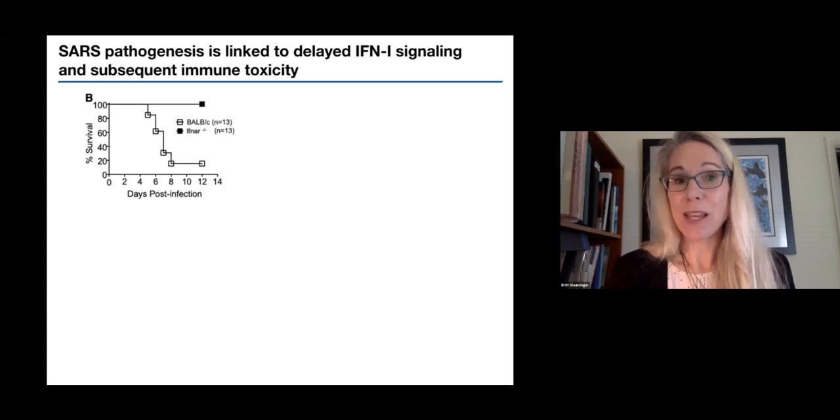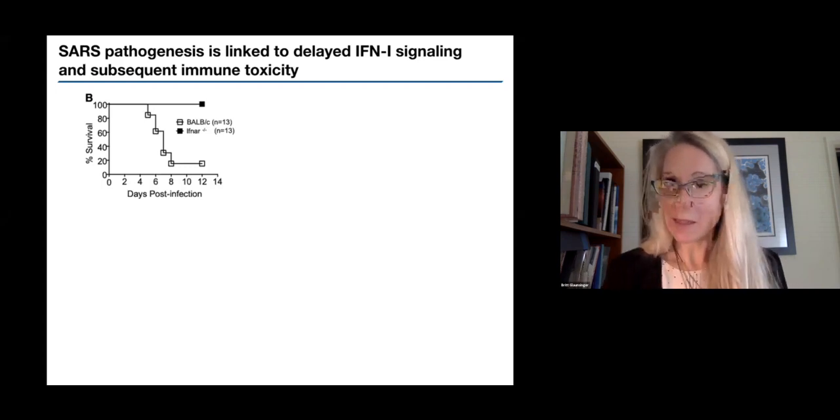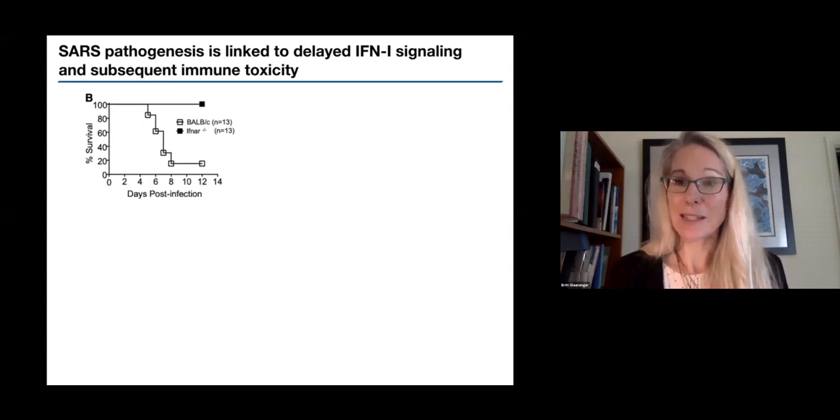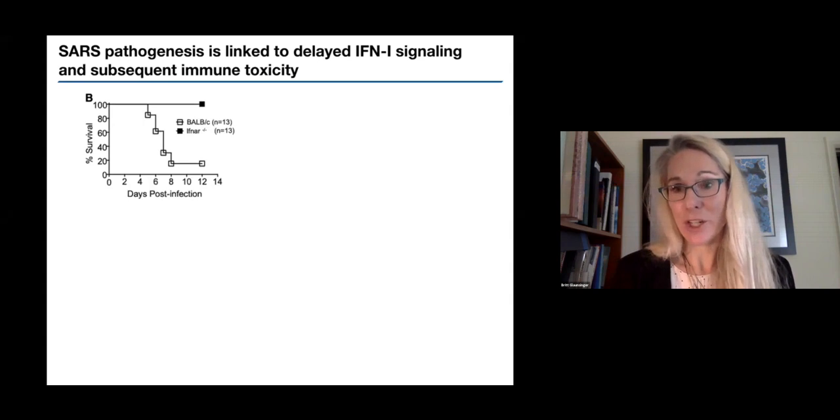And so in the wild type mice, of course, they're all dying, or the vast majority of them are dying by 8 to 12 days post-infection with the coronavirus. However, if you prevent interferon signaling, all those mice survive, which tells you that the pathology of the virus ultimately is linked to some sort of aberrant interferon signaling.